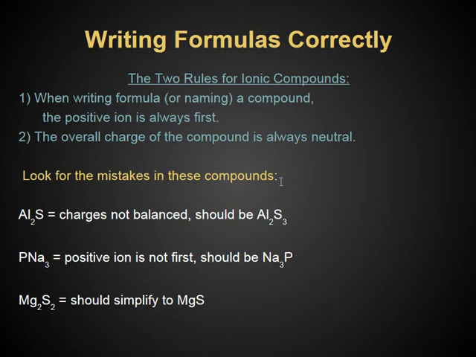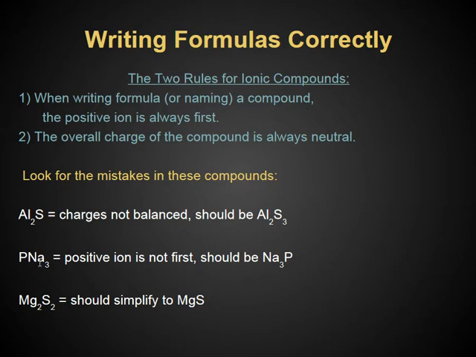Writing out formulas correctly. The 2 rules when writing a formula or naming a compound: the positive ion is always listed first, and secondly, the overall charge of the compound will always be neutral. If we look at the mistakes in these listed compounds, we just have to manipulate them to find the correct answer. On Al2S, the charges aren't balanced because we know S is -2 and Al is +3. So it should be Al2S3.